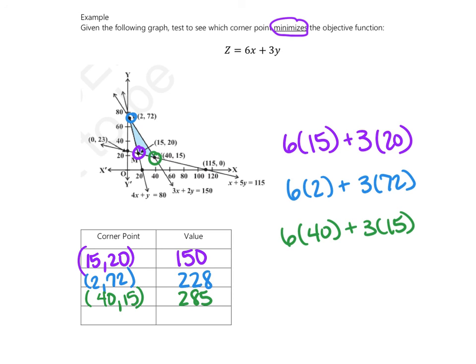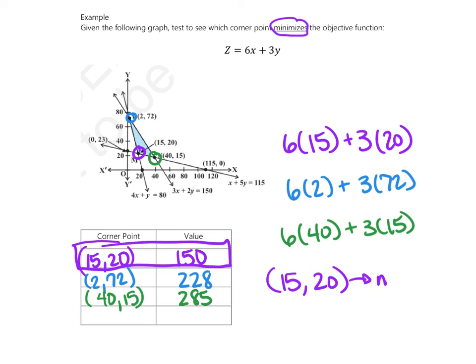If the goal is to minimize profit, then I want to look for the smallest value, and it turns out that this point right here is the value that minimizes your profit. So 15 of X and 20 of Y will minimize for us.